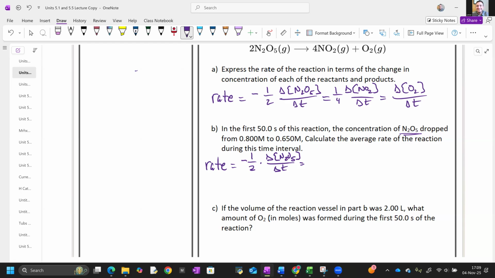Our final concentration for the N2O5 was 0.650. Now, we can't forget to incorporate this negative 1/2, but this is equal to negative 1/2 times 0.650 molar minus the initial concentration, 0.800 molar. And then we're going to do that over time. Now it says in the first 50 seconds. So the time final was 50 seconds, and the time initial was 0 seconds. And so we just plug that into our handy dandy calculator, and we will get that solved.